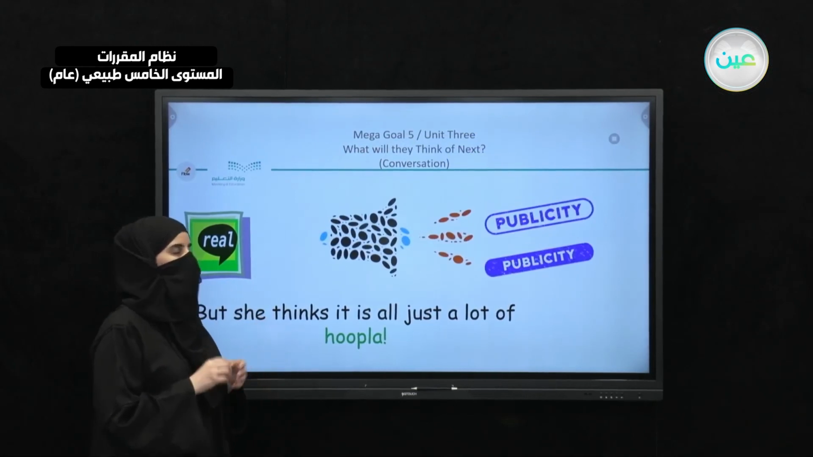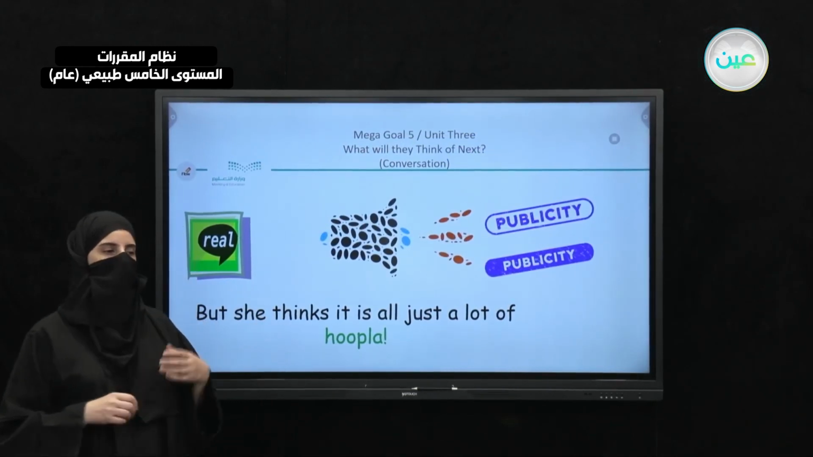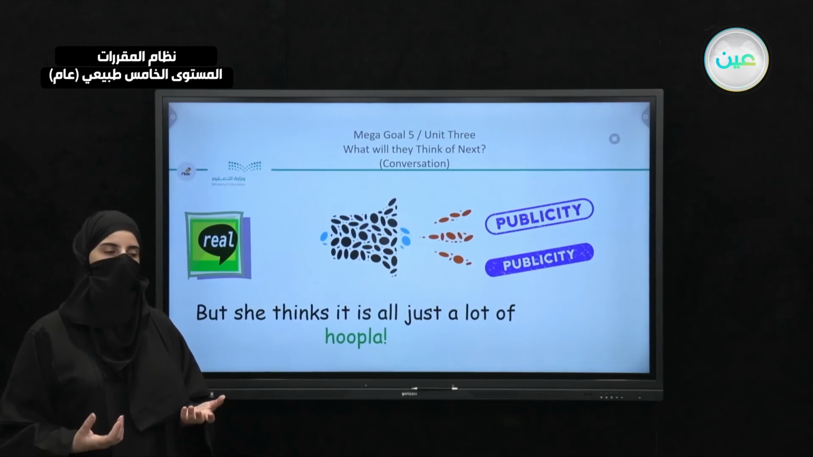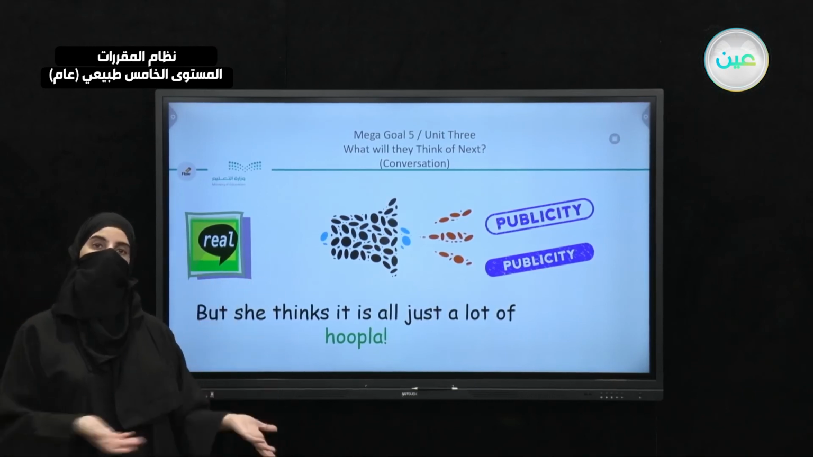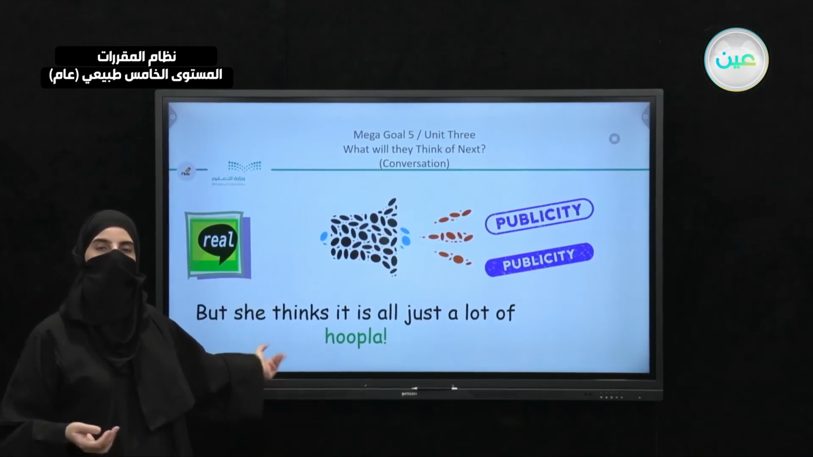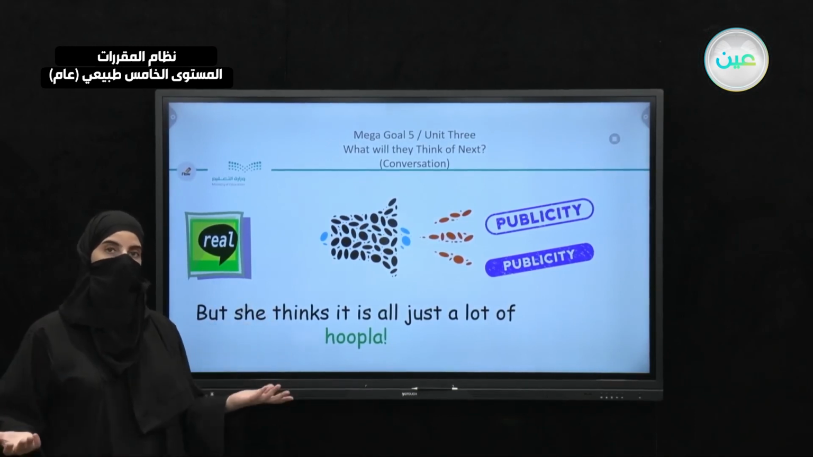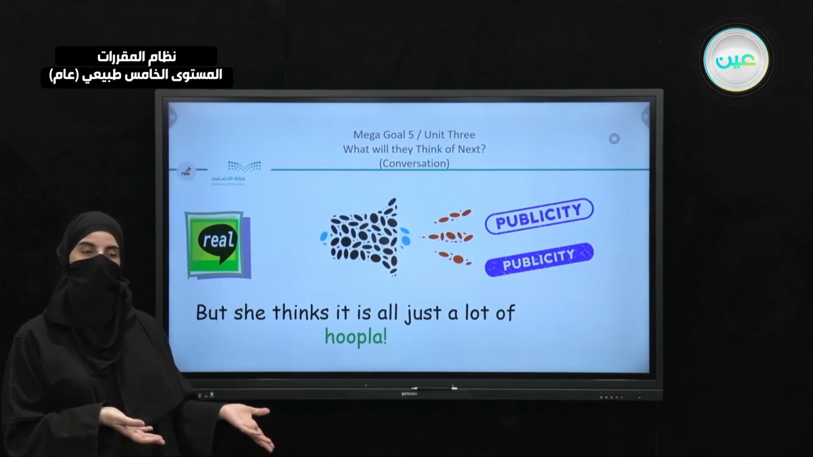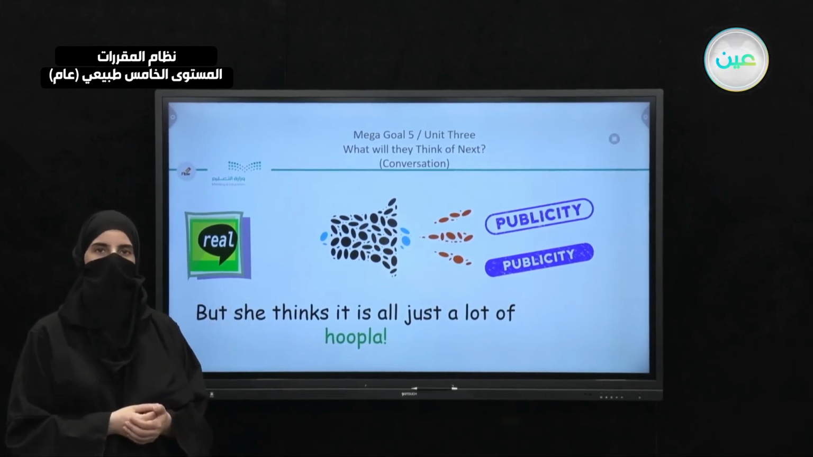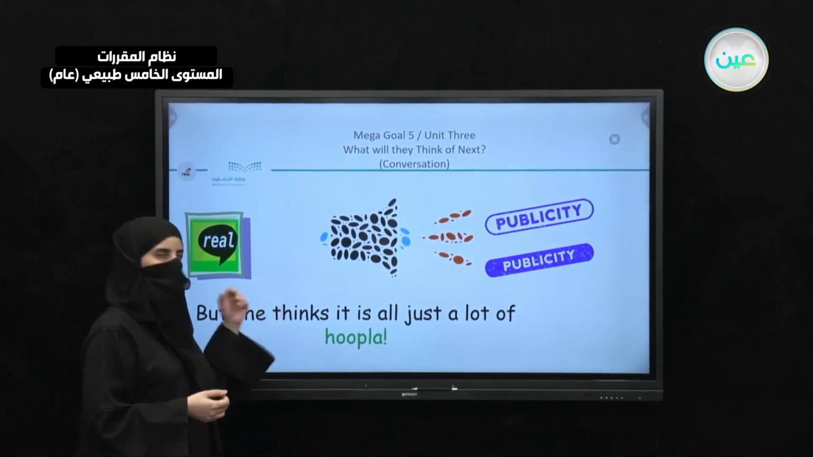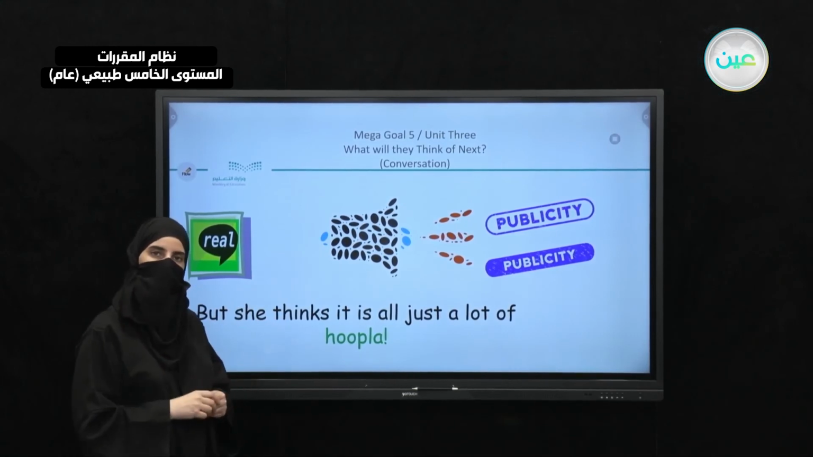Yes, it is something that is related to the publicity that it is given. It is given more than it actually deserves in her point of view. So anything that you feel people are giving it bigger than it actually is worth, you can say that it is a kind of hoopla. So this is going to be the 5th form of real talk that we have here.